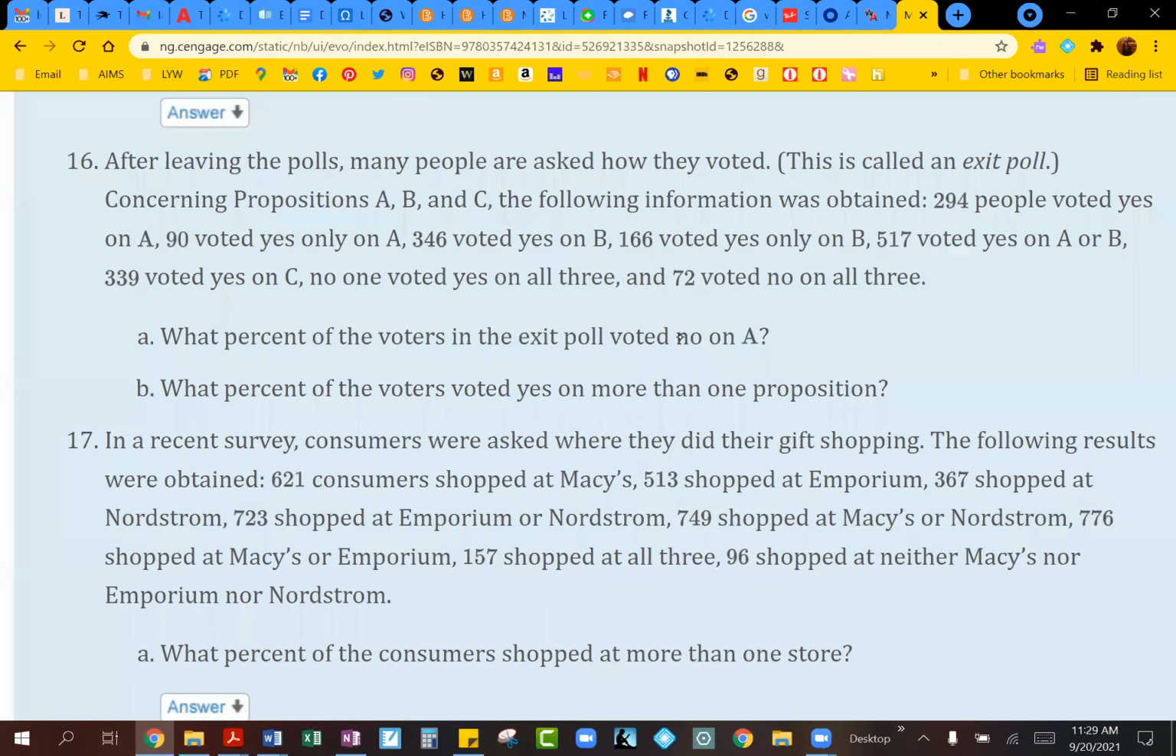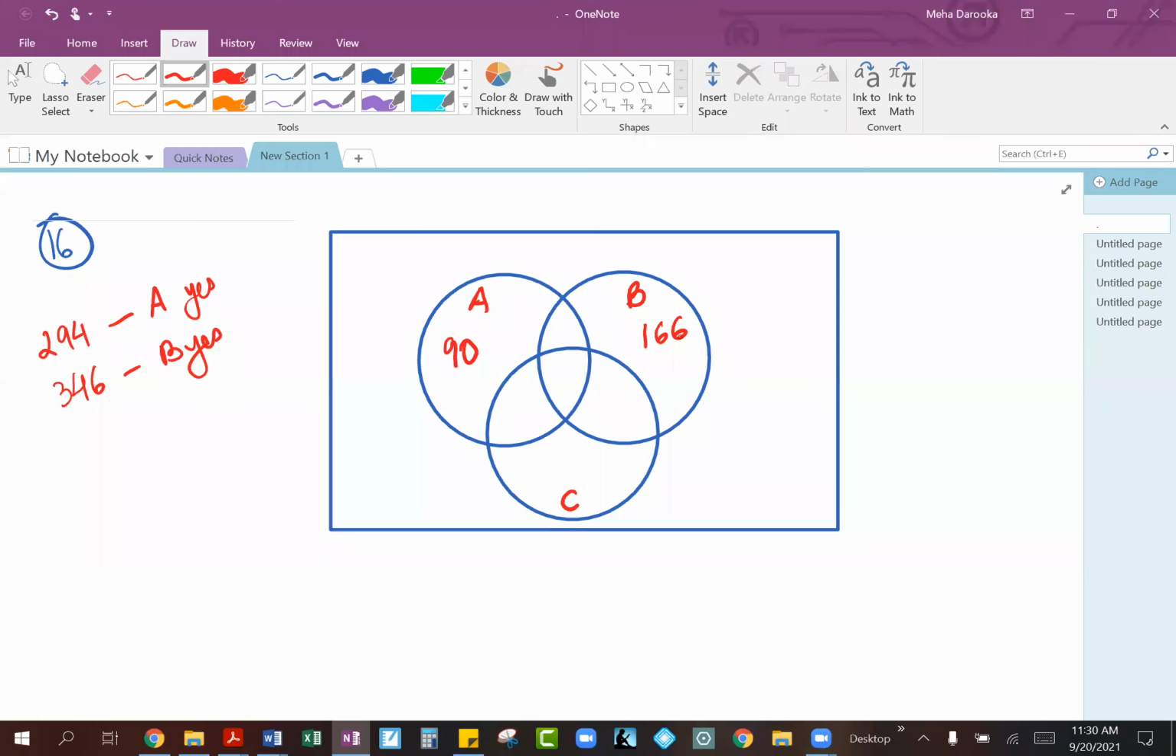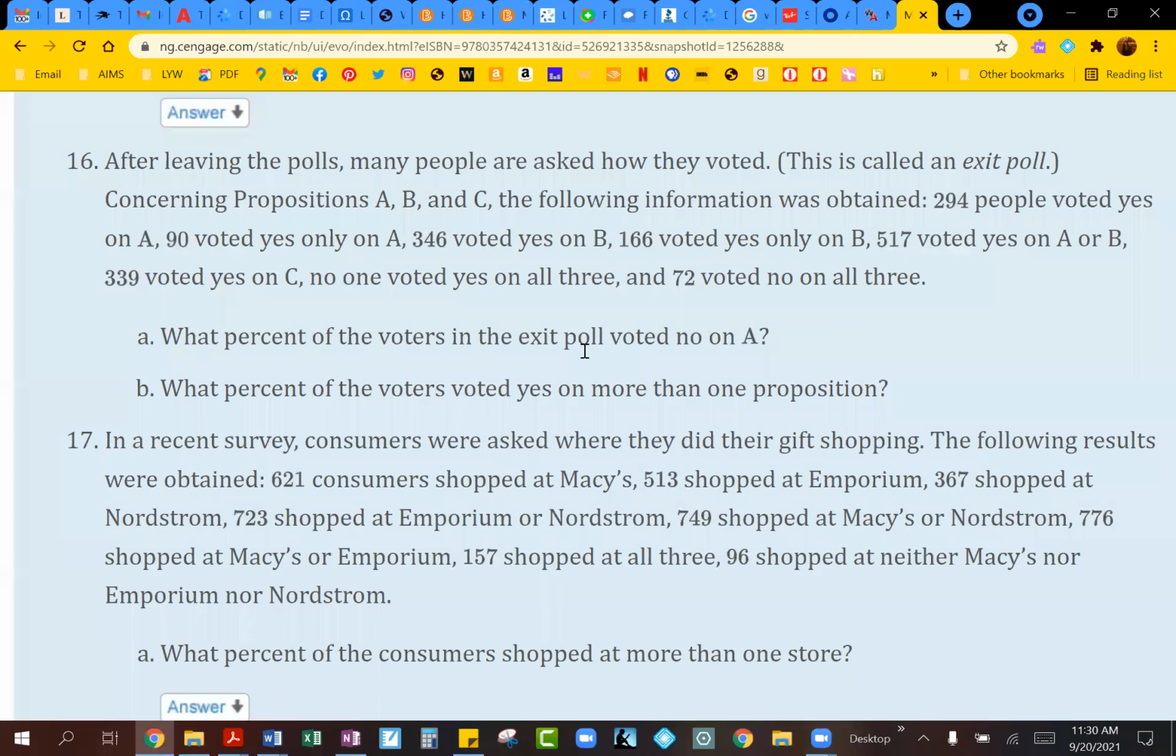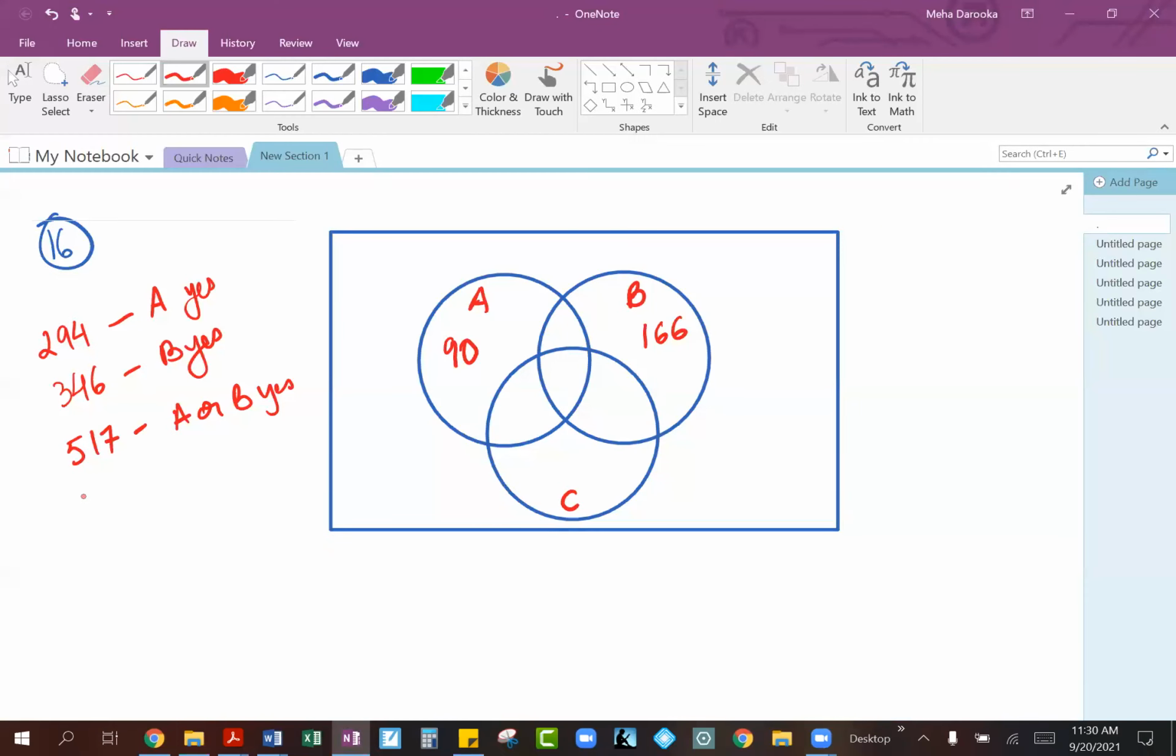517 voted yes on A or B. So again, we will kind of have to see with a little bit of calculation how we're going to break that information down. So again, we're not ready to place it inside of our circle. They're telling us 399 voted yes on... 339 voted yes on C.